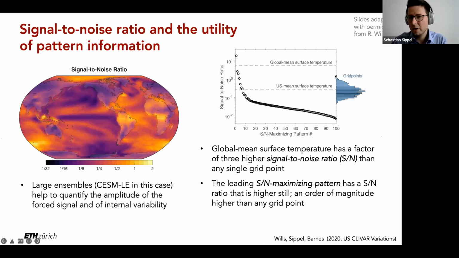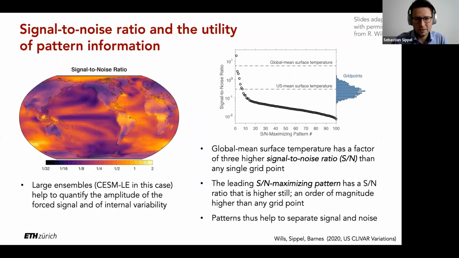However, if you use a smart aggregation of the pattern, the signal to noise maximizing pattern, we end up with this black dot here, which shows a substantially higher signal to noise ratio than any individual grid point, and it even shows a higher signal to noise ratio than global mean surface temperature. So this leading signal to noise maximizing pattern has a signal to noise ratio that is higher still than the global mean surface temperature, and it's an order of magnitude higher than any grid point. These are relatively modern, not super modern, techniques that can help you in identifying these forced patterns.